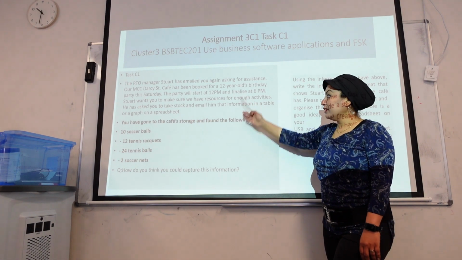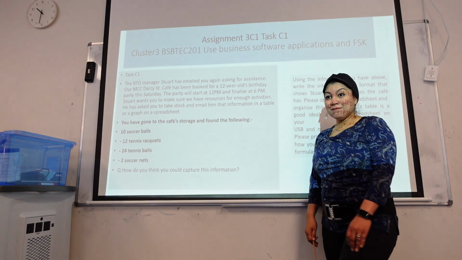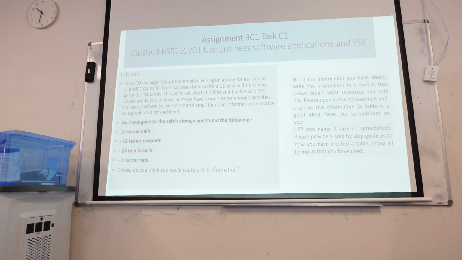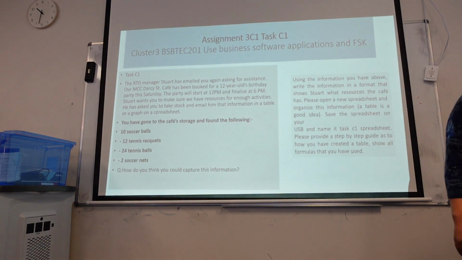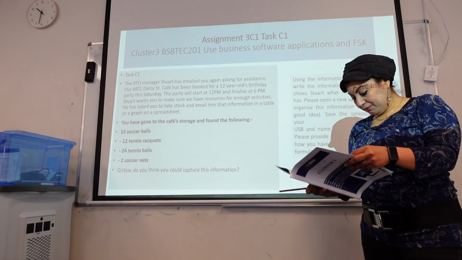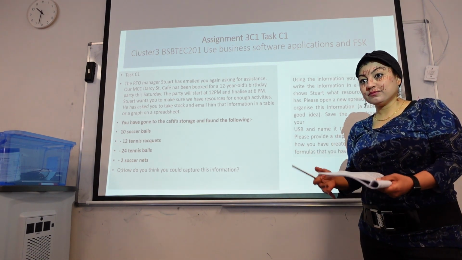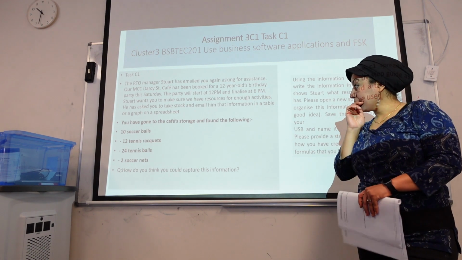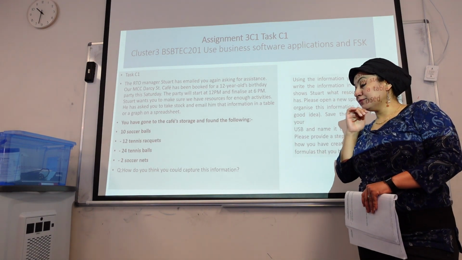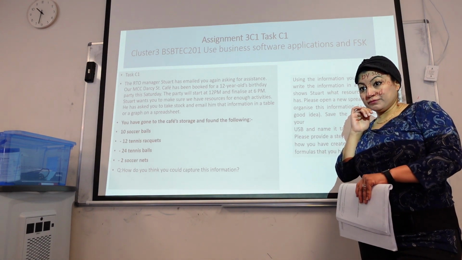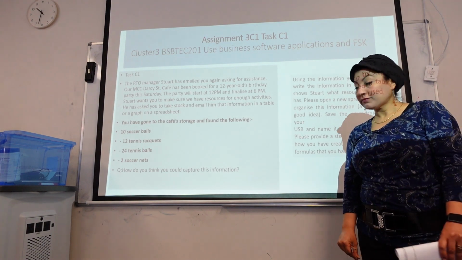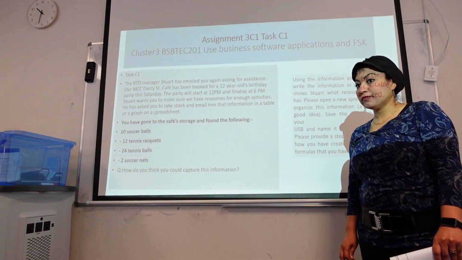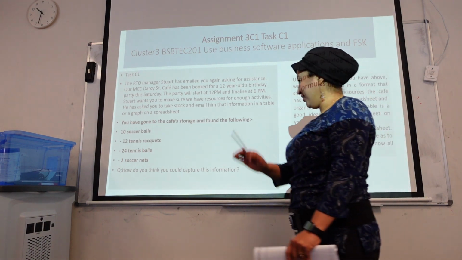Chilito, my dear, would you like to read this one for me, task 1? Task C1. The REO manager, Stuart, has emailed you again asking for assistance. Our MCST Darcy Street Cafe has been booked for a 12-year-old's birthday party this Saturday. The party will start at 12 p.m. and finalize at 6 p.m. Stuart wants you to make sure we have resources for enough activities. He asked you to take stock and email him that information in a table or a graph on a spreadsheet.